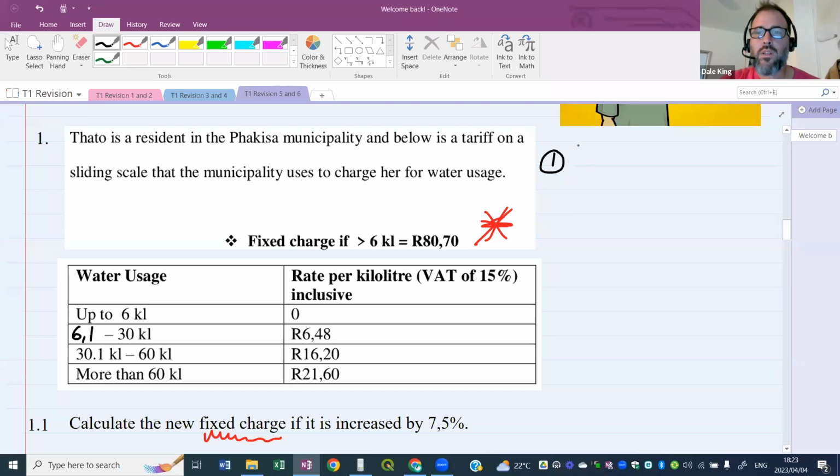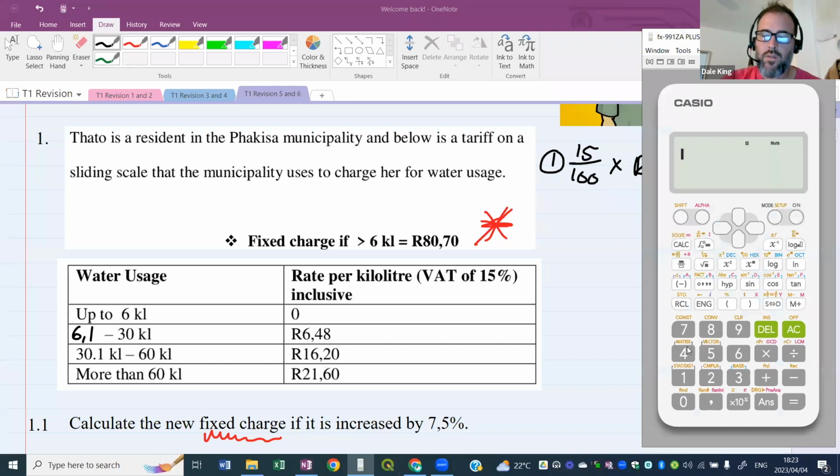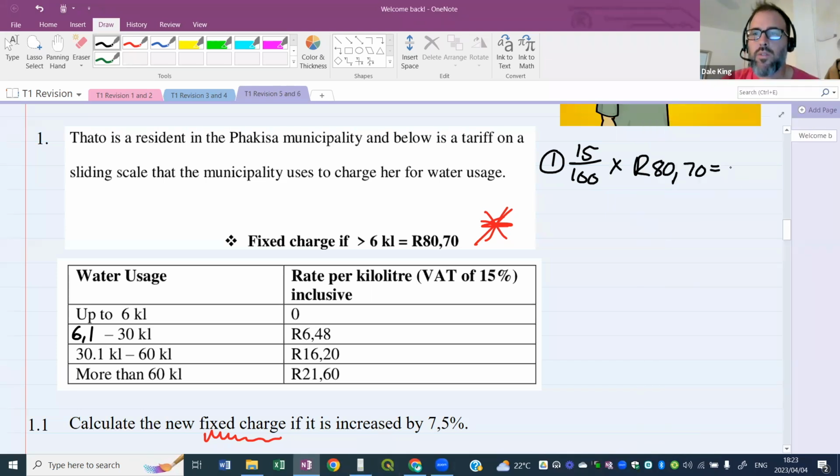So we're going to say 15%. I'm going to stop using this process eventually, but let's just write it down for now. 15% of 80 rand 70 is equal to, let's get the calculator. 15 over 100 times 80.7 is 12.105.